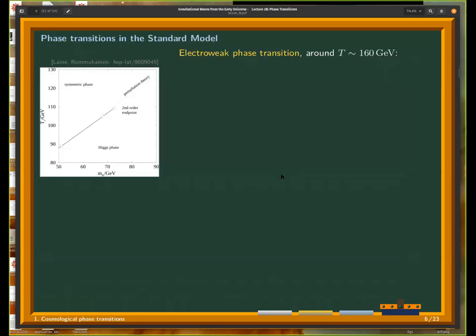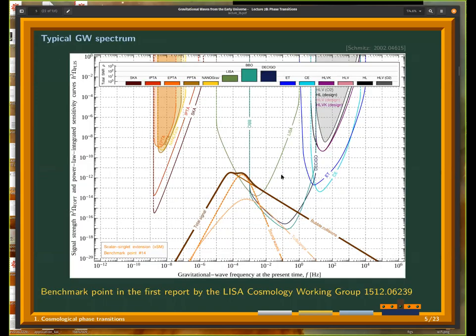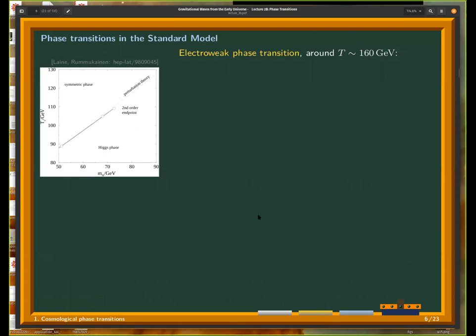All right. Before we talk about these details, I want to ask the question, in what type of models do we actually expect first order phase transitions? And what kind of physical scenarios do we need to assume that we can hope for the generation of such a gravitational wave signal? All right, so let's look at phase transitions in the standard model.